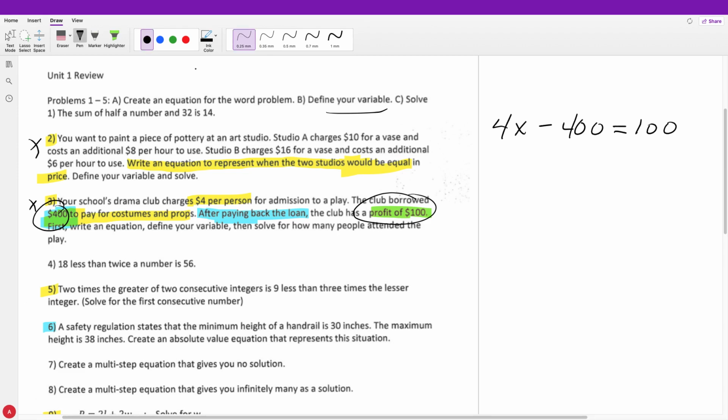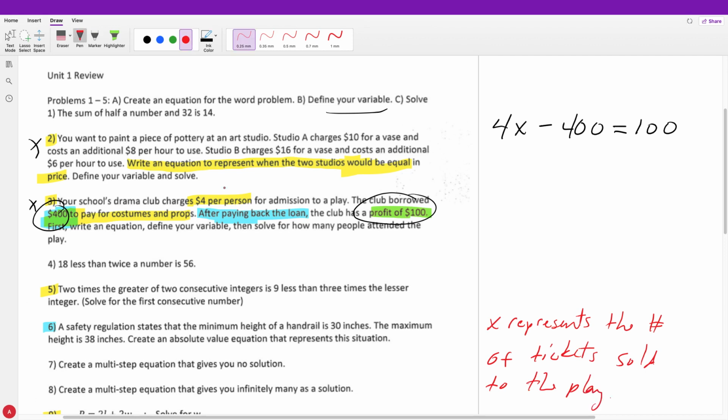So this is our equation that we would set up. To define our variable, x represents the number of tickets sold to the play. Right? Because it said $4 per person for admission to the play, so 4 times x represents how many people went to this play.